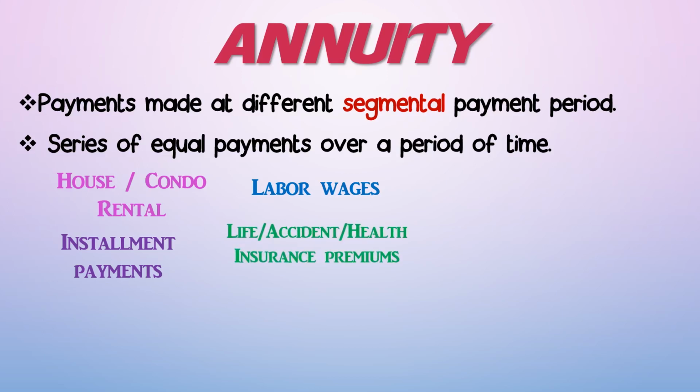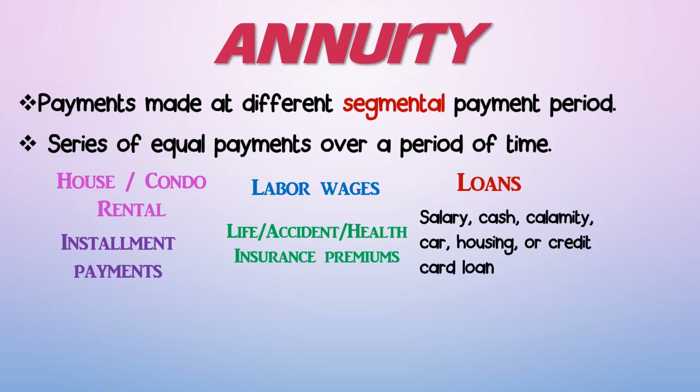We also have life or accident insurance where you can avail it through a life insurance company like ProLife UK, Sun Life, and others. And then you have health insurance premiums through Caritas. You may avail it or purchase it by paying monthly, quarterly, or annually.